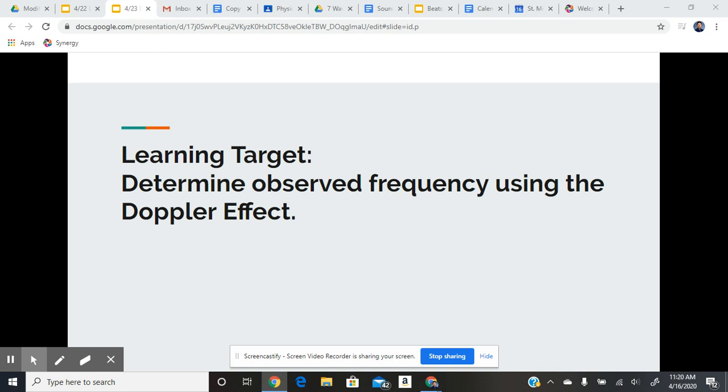Hello, ladies and gentlemen. We're going to be taking a look at the Doppler effect today, sometimes called the Doppler shift. And many of you have probably experienced the Doppler effect before without maybe knowing what it's actually called.